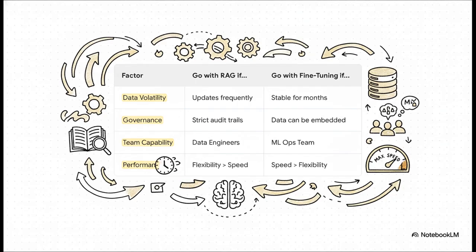Does my data change all the time? Do I need to prove where every piece of information came from? If the answer is yes, RAG is almost certainly your best bet. But if your data is stable, you have a dedicated machine learning team, and raw speed is the most important thing for a repeatable task, like, say, classifying customer feedback, then fine-tuning starts to look like a really good option.